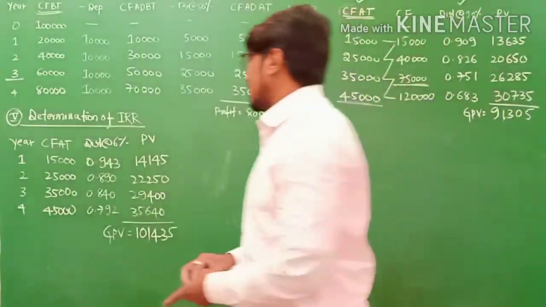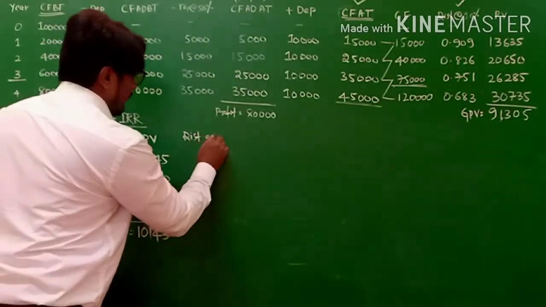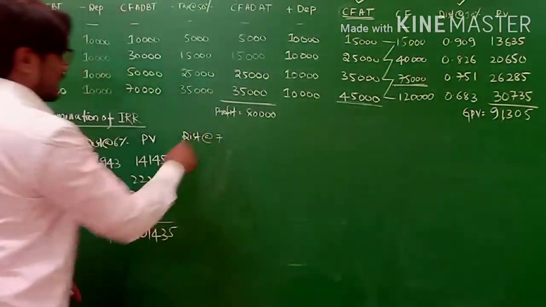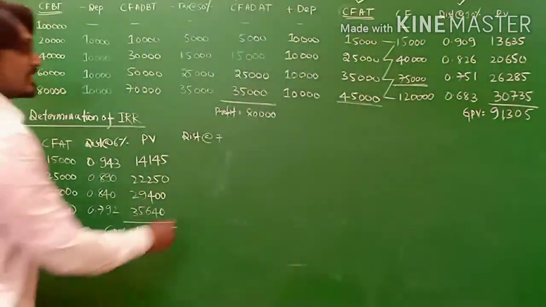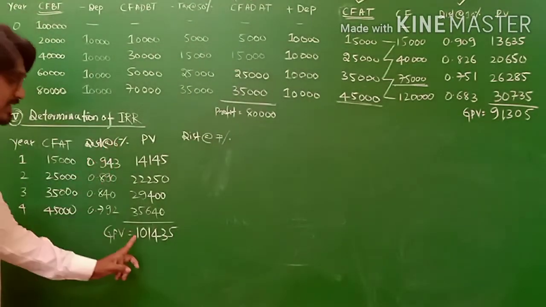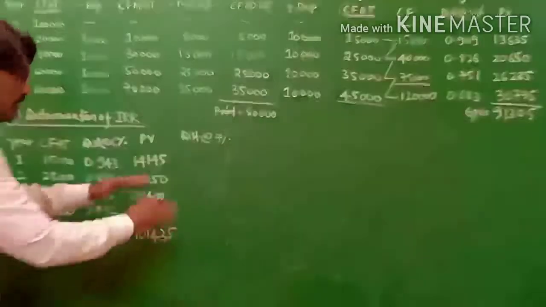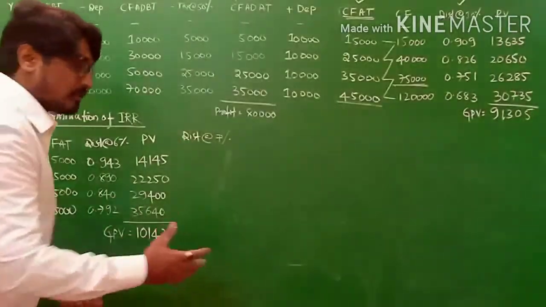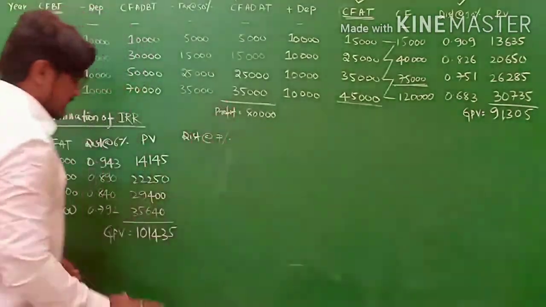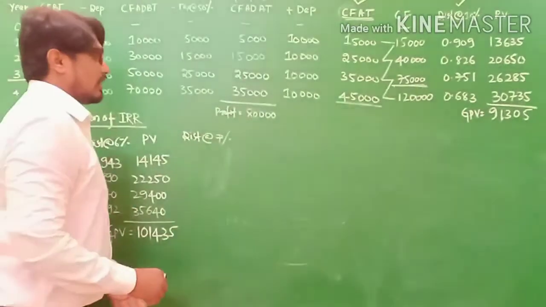Fine. Now straight away we calculate the next discount factor, discount at 7%. If I increase the rate, the value will decrease. At 6% it is 1,01,435. I want to decrease it because I want less than 1 lakh also. So from 6% I'll make it 7%. I'll get less than this. Okay, now how to find out this 7%?